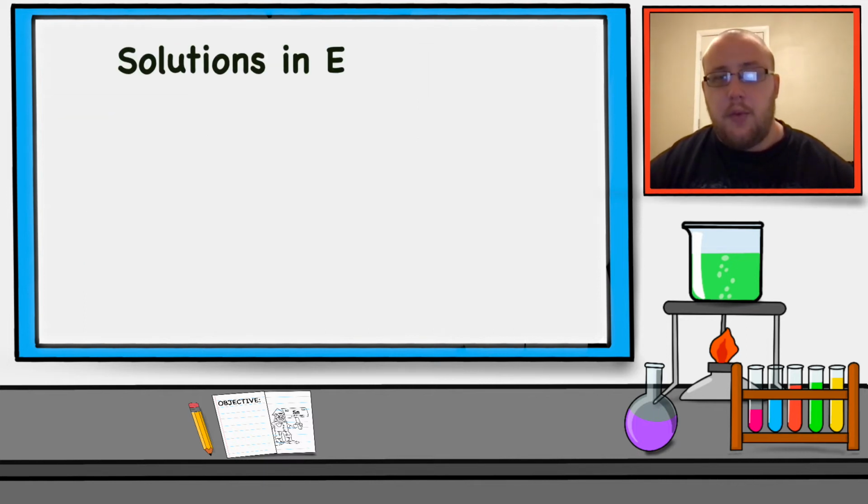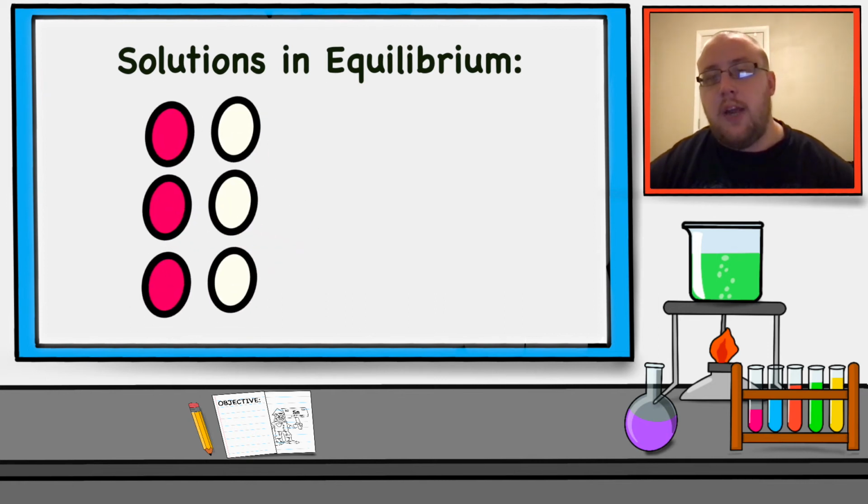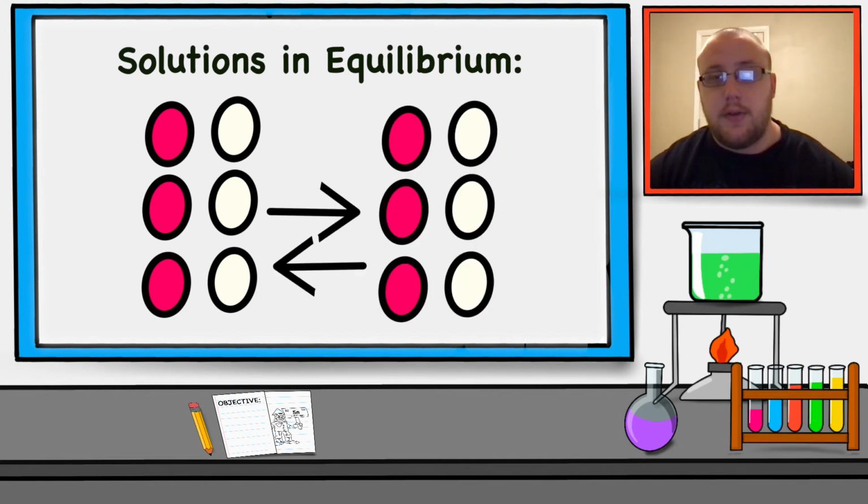There is a point in a reaction in which the forward and reverse reactions occur at the same rate. For example, if three molecules go through a forward reaction at the same time as three molecules go through a reverse reaction, we would not visually see the reaction. This state is called equilibrium. Now that we know this, we can talk about graphing solutions.